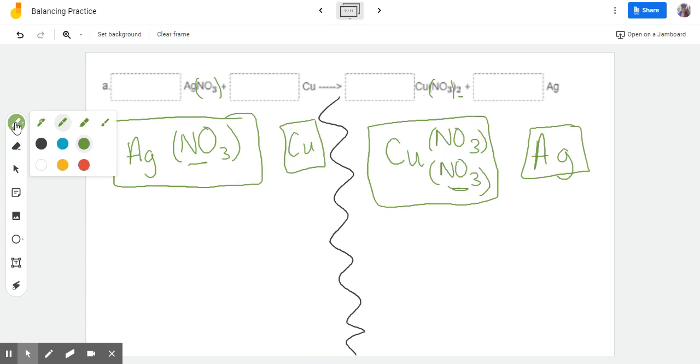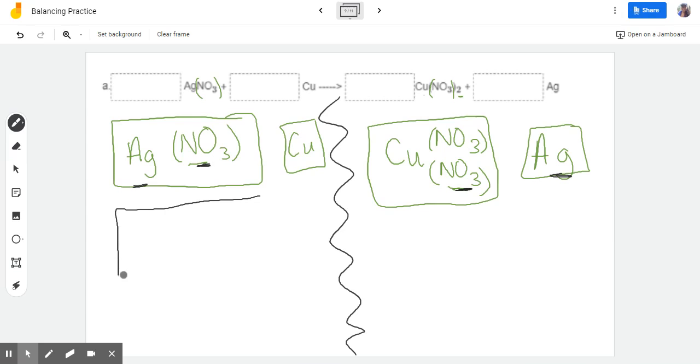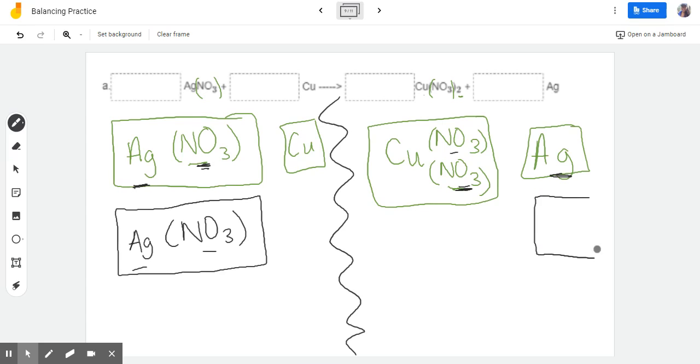So what we see first is that we have 1 silver, 1 silver. We're good to go. We have 1 nitrate, we have 2 nitrates. So what that tells me I have to do is balance the nitrates first by drawing another box of silver nitrate. Now I have my 2 nitrates here, 2 nitrates here. I have 2 silvers, so I'm going to go ahead and add in another silver to the product side. I have 1 copper, 1 copper.